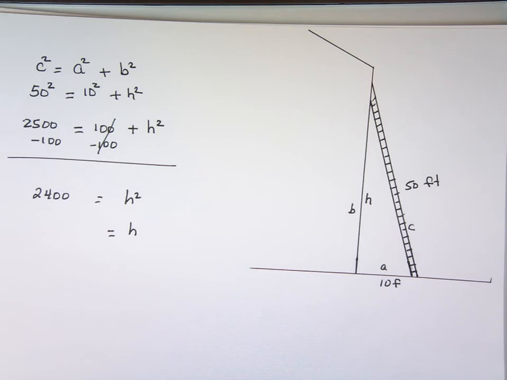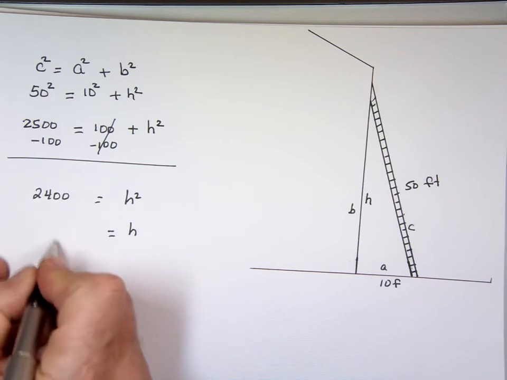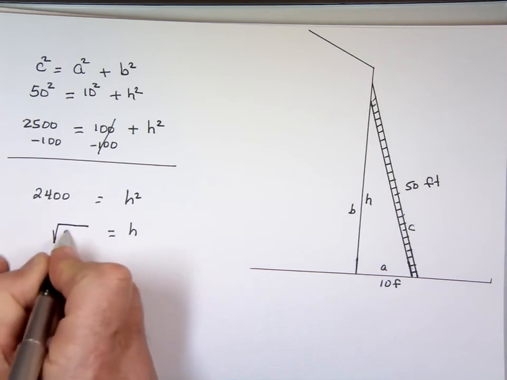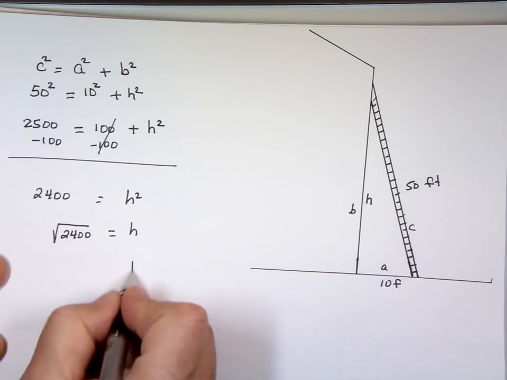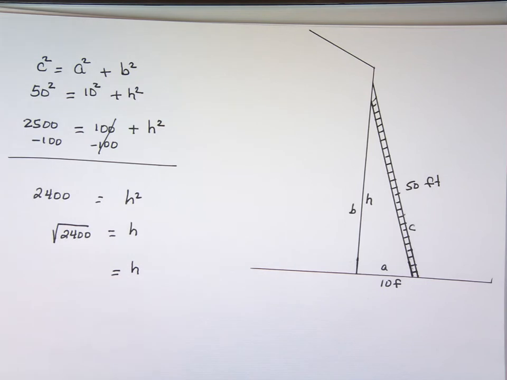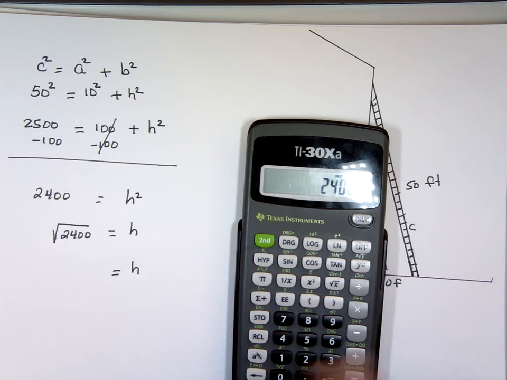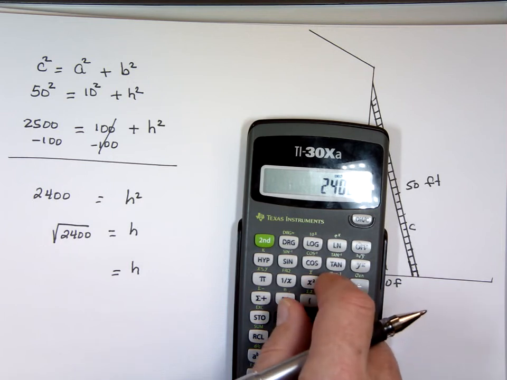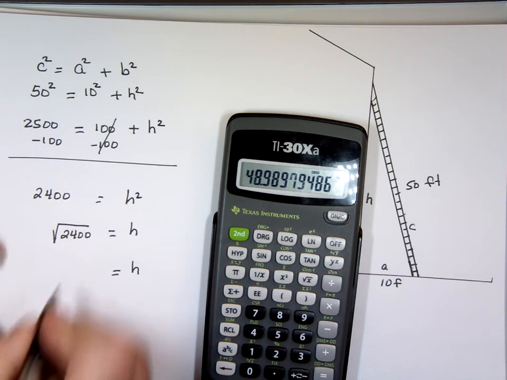40 times 40 is what? 1,600. Not close even. So the question, what is the square root of 2,400? And let me go to my calculator and see what that answer is. 2,400, take the square root of that. Ready for the answer? How high is it going to go? Almost 48 point what? 99. 49 feet high.